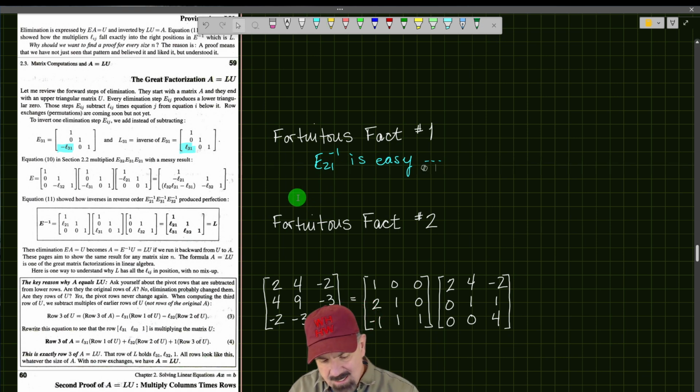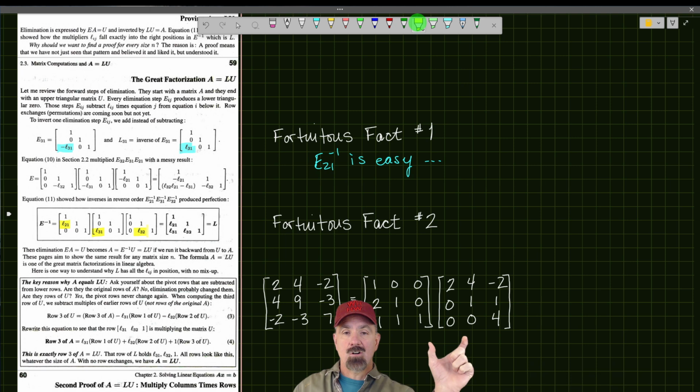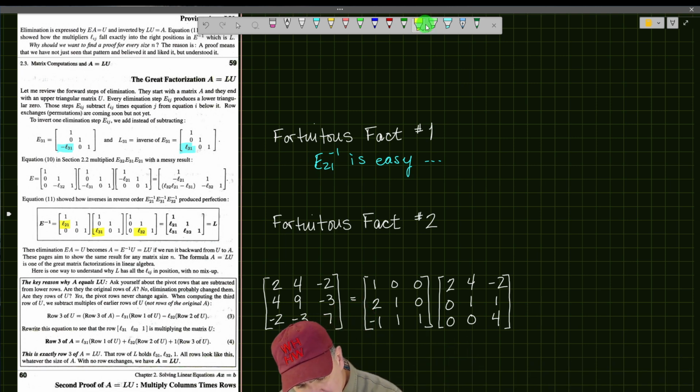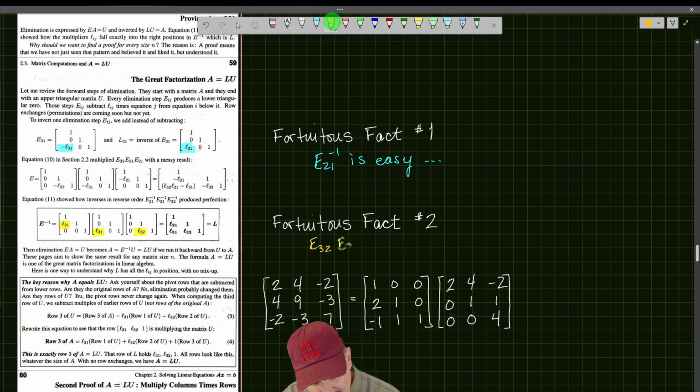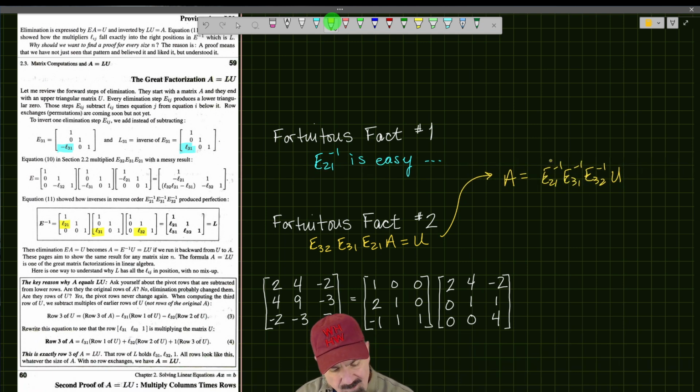The second fortuitous fact is this one here, which is the fact that when we're doing the multiplication of these inverses that we've calculated, so recall the way this whole thing is set up, we have, for example, E32 and then E31 and E21. We've applied all of those to A to get an upper triangular matrix. Then what we did is we said, well, A is equal to, and we did the inverses, E32 inverse U, E31 inverse, and then E21 inverse.